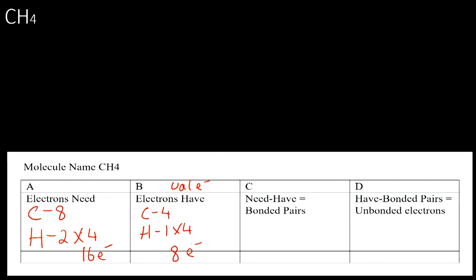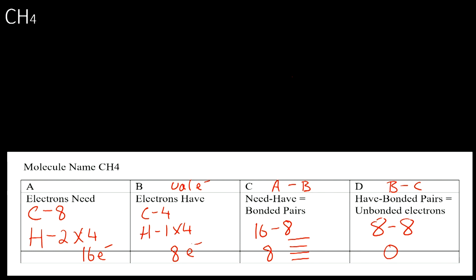Now for column C, we're going to write down A minus B, and that will be 16 minus 8. So that gives us 8. So we'll have 4 bonded pairs. And for column D, we have B minus C. So it will be 8 minus 8, giving us 0. So in a molecule of CH4, we have 0 unbonded pairs.